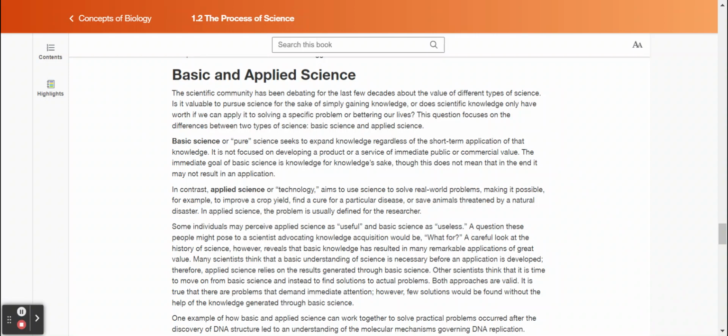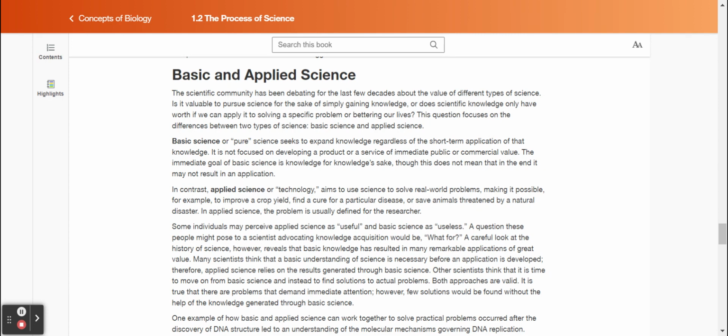Basic and applied science. The scientific community has been debating for the last few decades about the value of different types of science. Is it valuable to pursue science for the sake of simply gaining knowledge? Or does scientific knowledge only have worth if we can apply it to solving a specific problem or bettering our lives? This question focuses on the difference between two types of science: basic science and applied science.